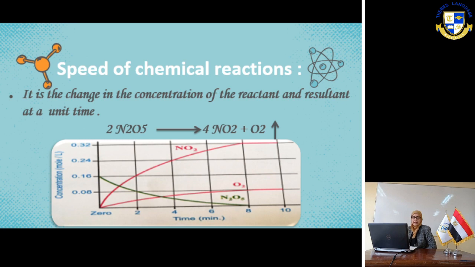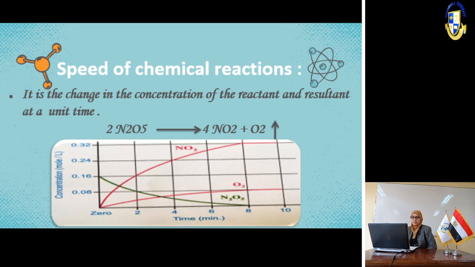Slide number 5. Speed of the chemical reaction. It is the change in the concentration of the reactant and result per unit time. Here we have nitrogen pentoxide. It is 100% at the beginning, and the nitrogen dioxide and oxygen are 0%. By passing of the time, the nitrogen pentoxide decreases, and the oxygen and the nitrogen dioxide increase. At the end of the reaction, the nitrogen pentoxide is 0, and the nitrogen dioxide and oxygen are 100%.